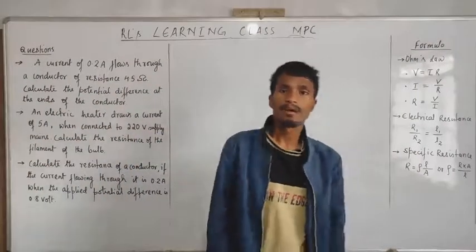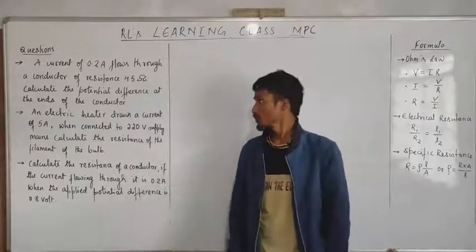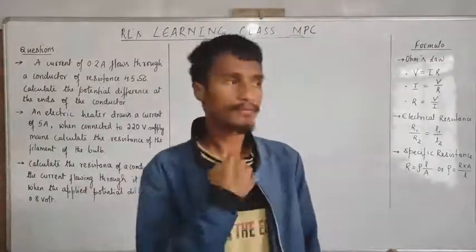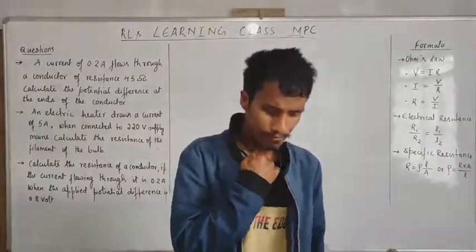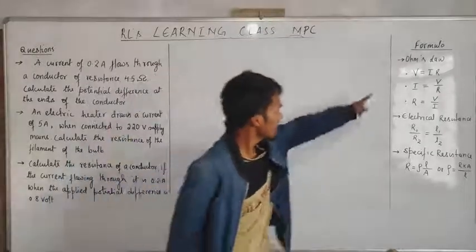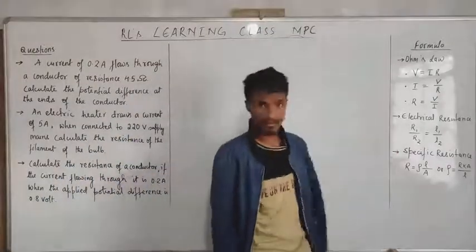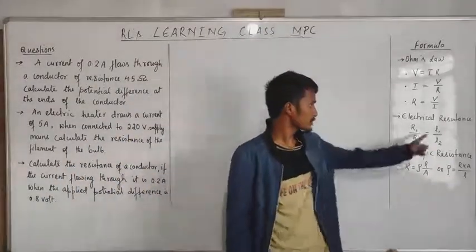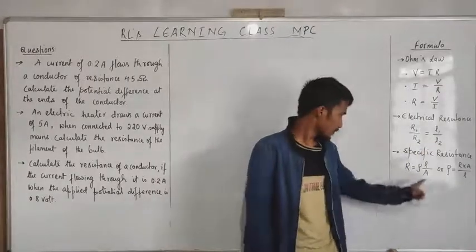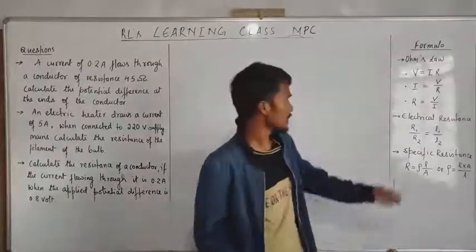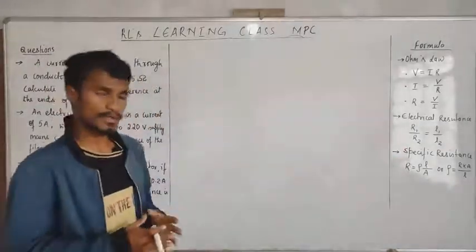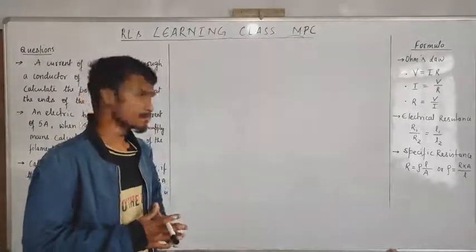Okay, welcome back students, those who watch this video. We are continuing from the last class of this chapter, electricity. Here we will do a problem related to Ohm's law and a problem related to the formula of electrical resistance, the relation between length of conductor and the resistance, and the specific resistance rho. First we'll do the problem related to the formula of Ohm's law, and these problems are very simple.